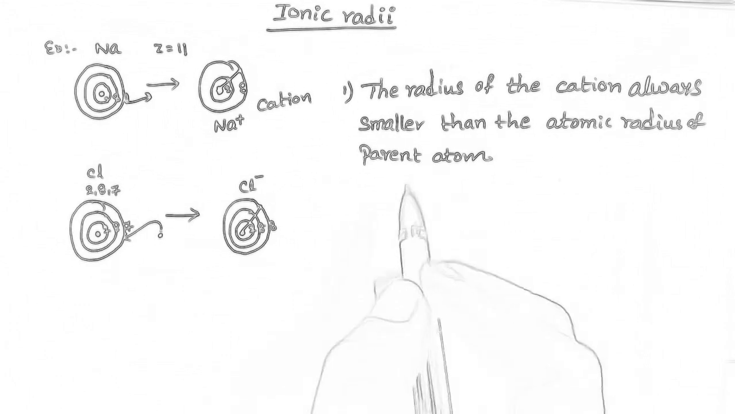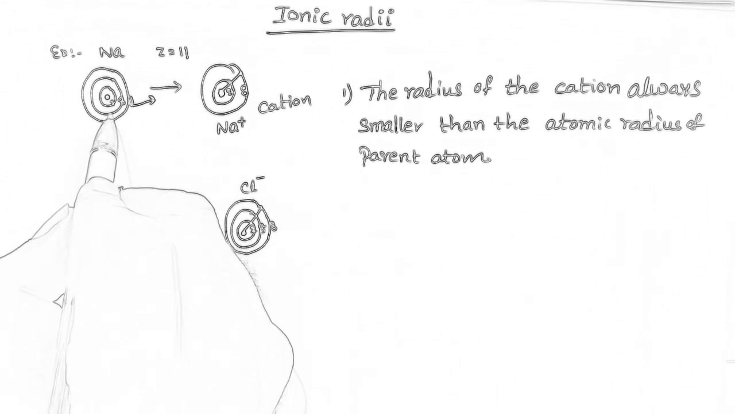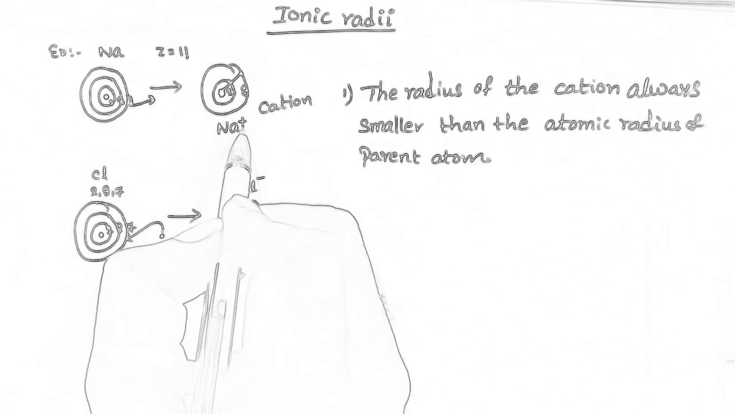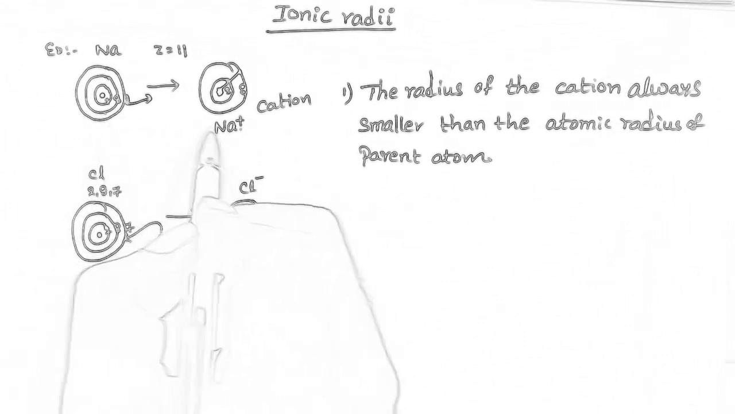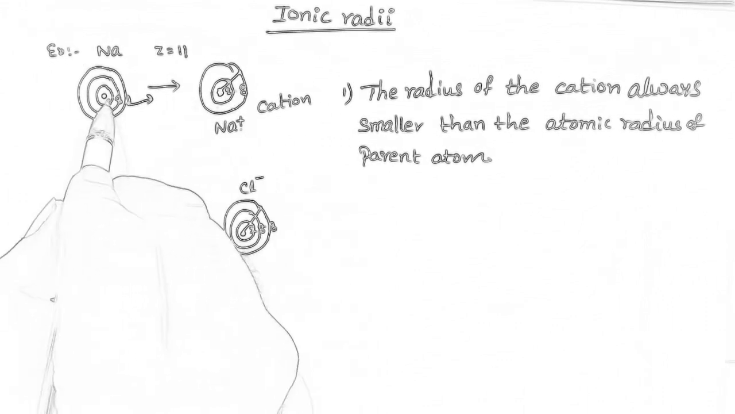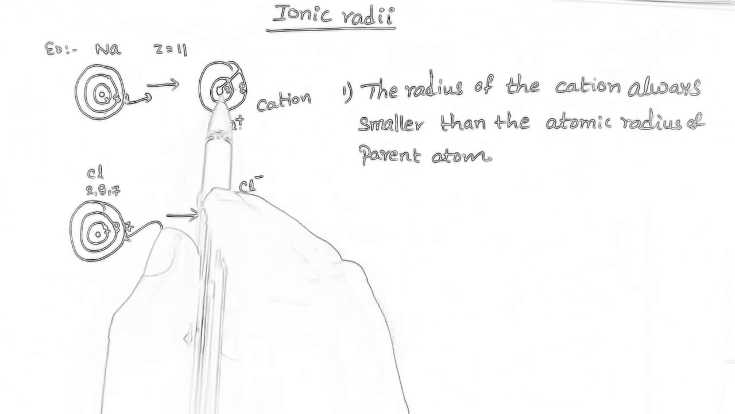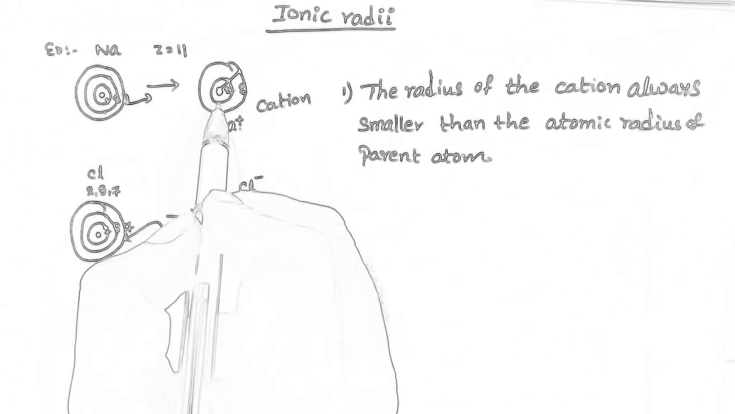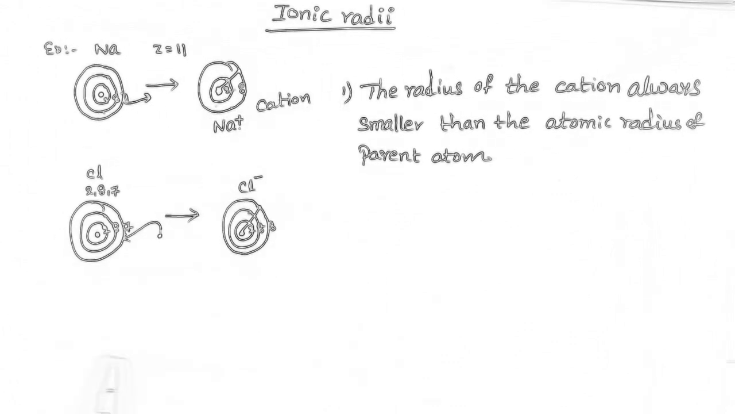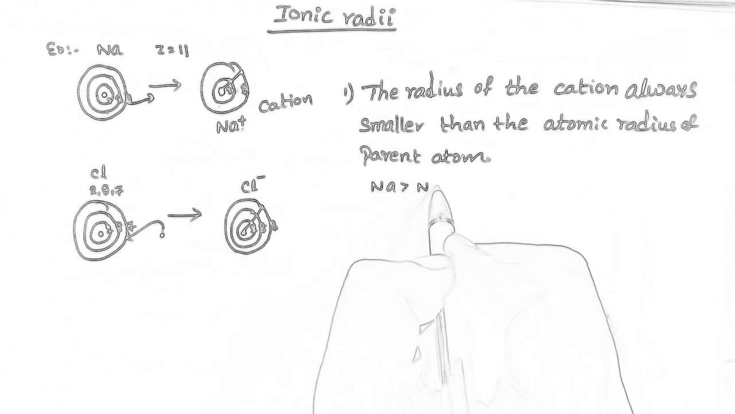Let us take one example. Here this is the Na parent atom, this is the Na plus cation. This is the larger in size than this, because here only two shells are there, here three shells are there. If it has three shells, that is the larger size. Only two shells means lesser size, but actually I have to draw somewhat very small. Okay, so Na neutral atom is greater than its cation.